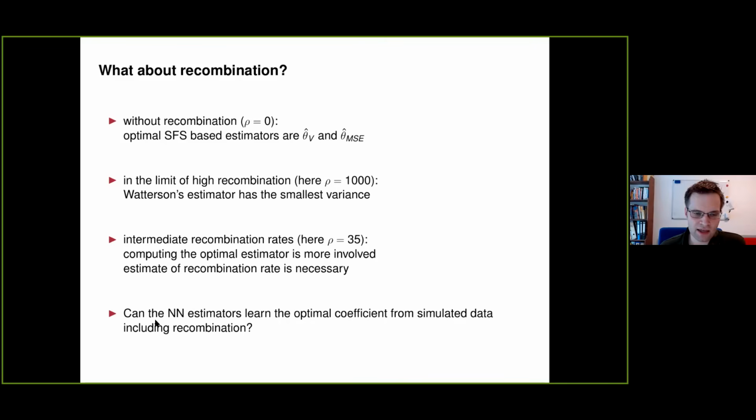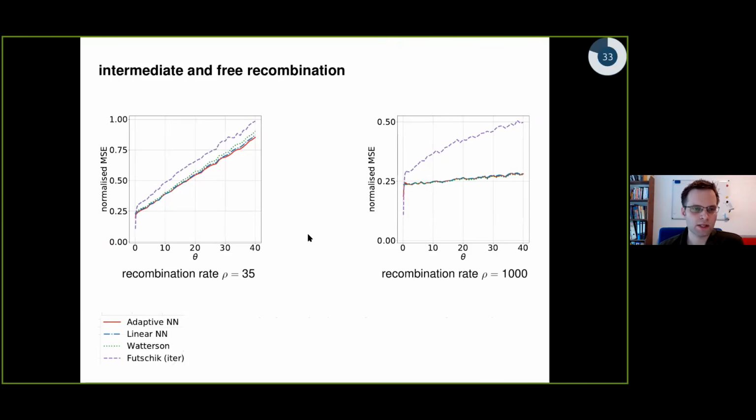So we asked, can the neural network estimators learn the optimal coefficients from simulated data, including recombination? And if we train them on data sets where we include recombination, we get very good results where the neural network performance is always close or sometimes a little bit better than the known optimal estimator. In this intermediate recombination rate regime, it's better than Fu and Li and Watterson. And in this high recombination rate limit, it's close to Watterson's estimator performance.